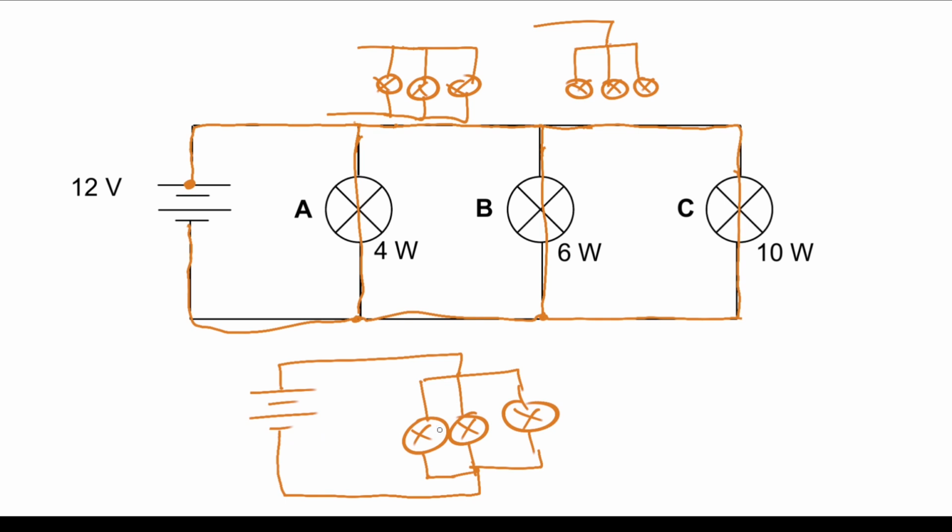Anyway, here we go. That's what the circuit would look like, and they didn't give us the resistance here. But if you wanted to, it would be 1 over R parallel equals 1 over the resistance of A, plus 1 over the resistance of B, plus 1 over the resistance of C. Don't use watts for this. Don't do that. Just don't.